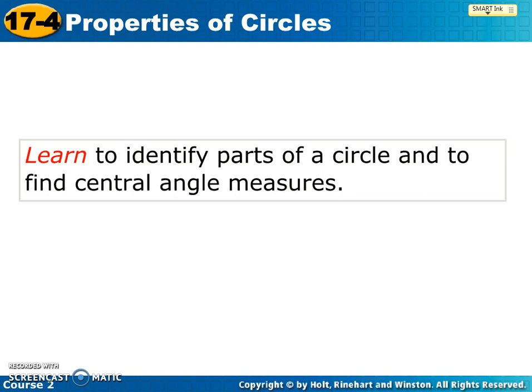So today we're going to look at what makes up a circle, what the different parts are, how we label them, and then how we find angle measures in that central part of our circle. Remember that as we go, feel free to pause or rewind, whatever best suits you.